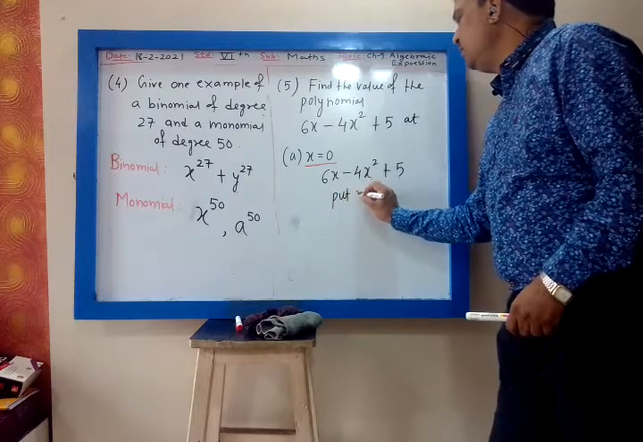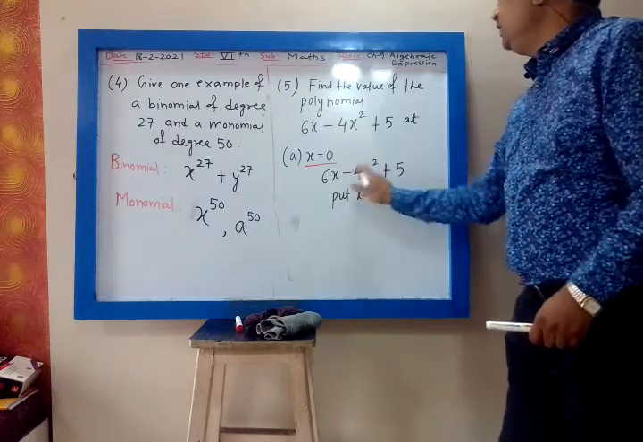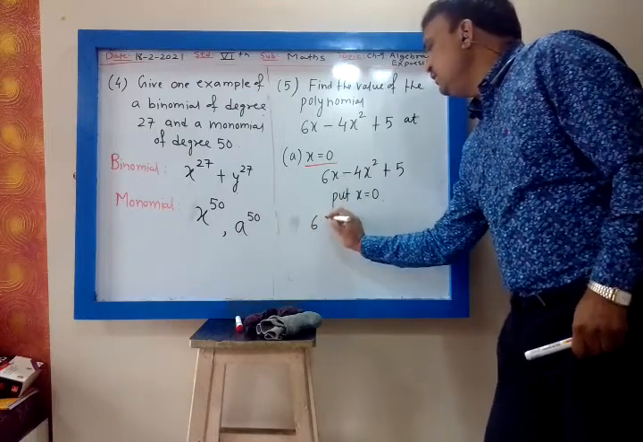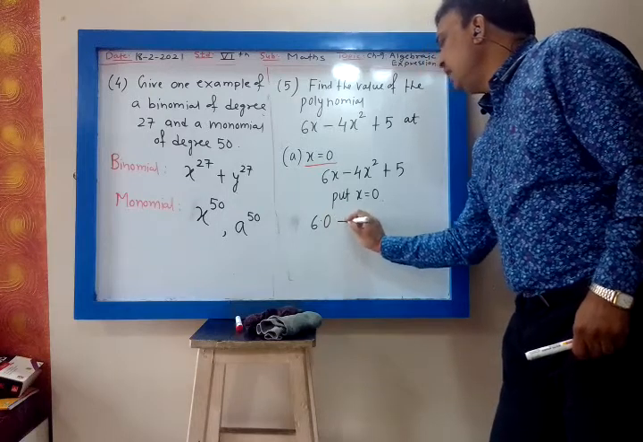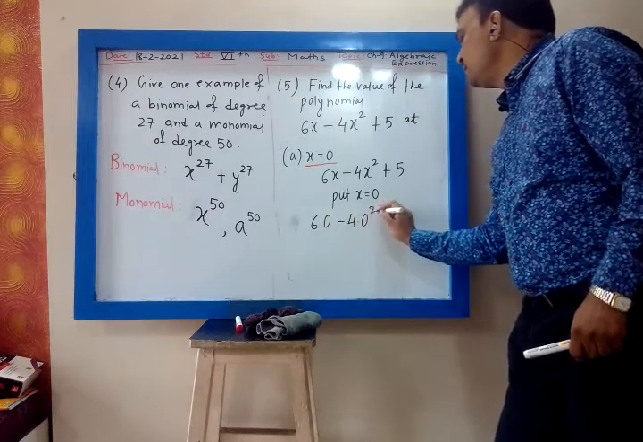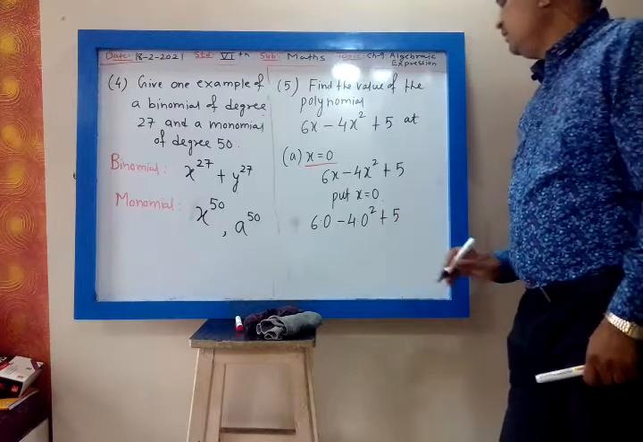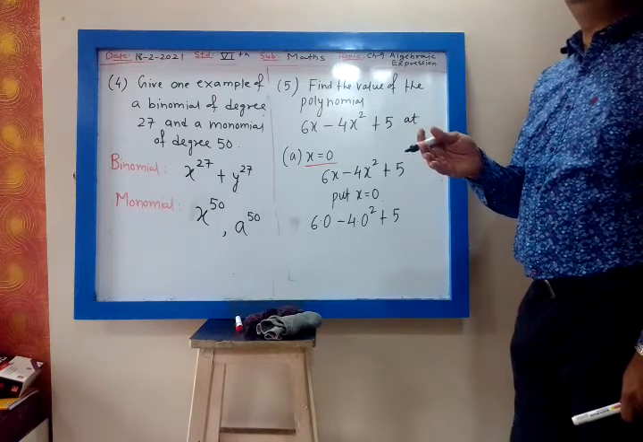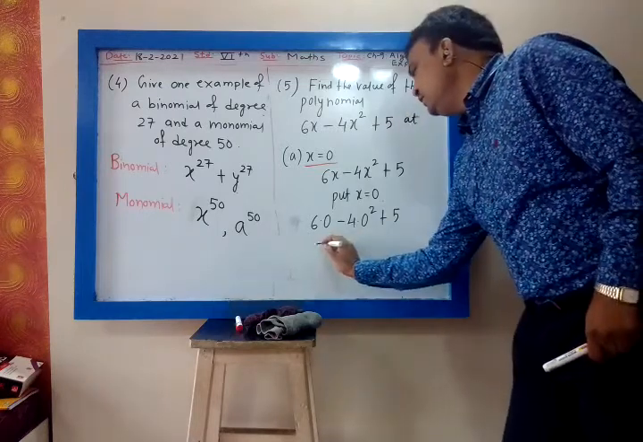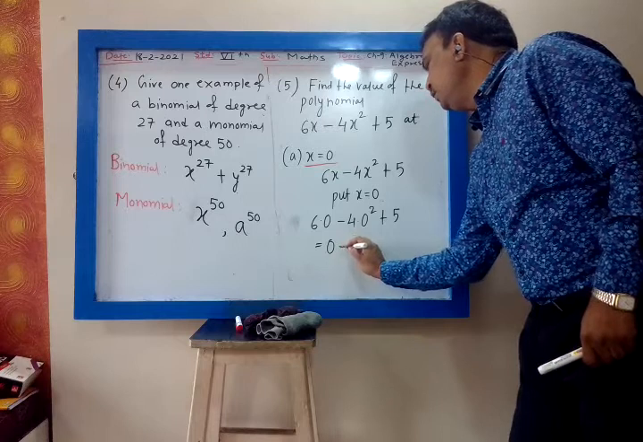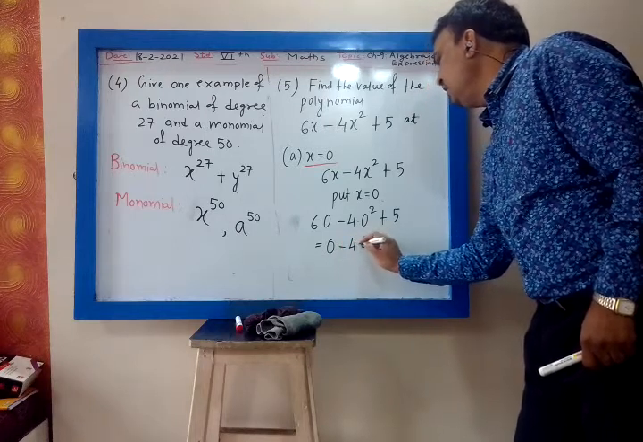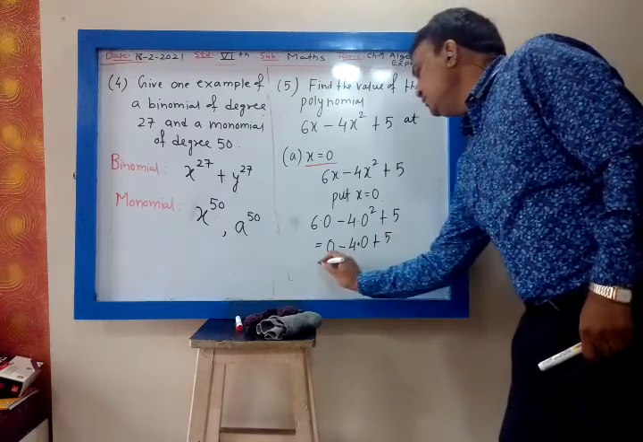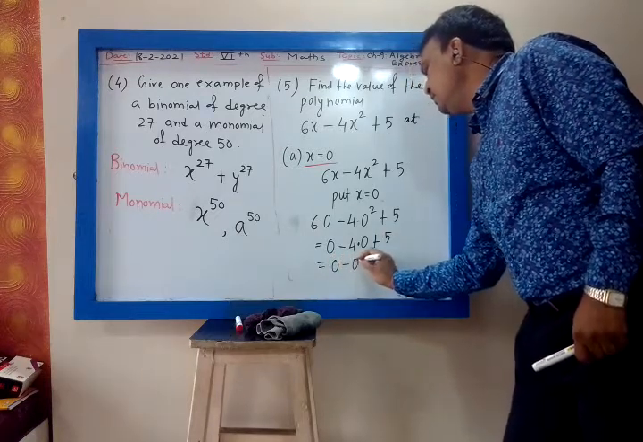Put x is equal to 0 in this. So I will replace x by 0. So 6 into 0 minus 4 into 0 square plus 5. What is 6 into 0? Yes, 0 multiplied by any number will give you 0. 6 into 0 is 0. Minus 4 into 0 square is 0. Are you getting? 0 square is 0, plus 5. So what is that? 0 minus 0 plus 5.